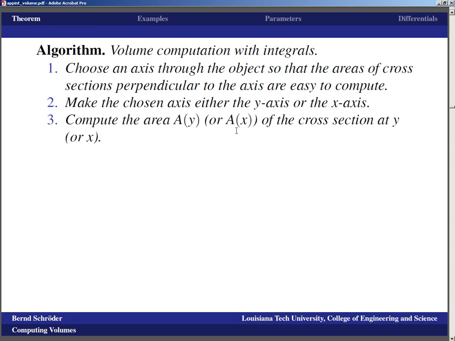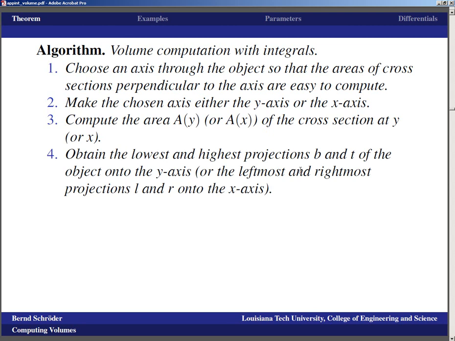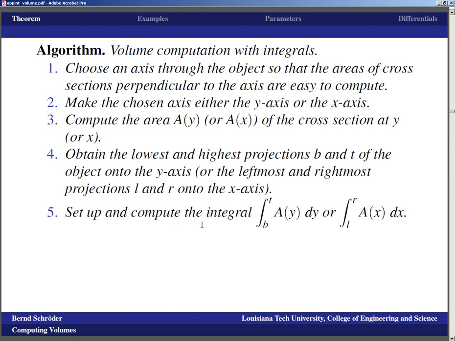You compute the area A(y) or A(x) of the cross-section at y or x. You obtain the lowest and highest projections b and t onto the y-axis, or the leftmost and rightmost endpoints L and R onto the x-axis. And you set up and compute the integral from bottom to top of A(y) dy if you go along the y-axis, or the integral from left to right of A(x) dx if you go along the x-axis. Now notice that once you're past the setup, the problem is essentially done.